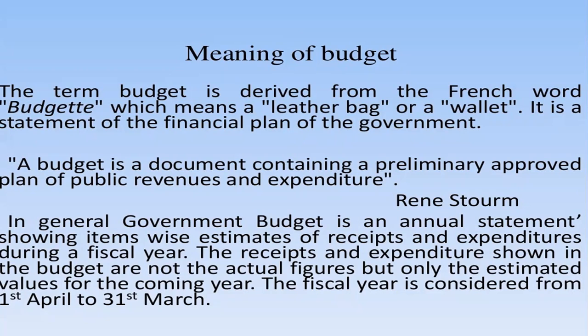Or you can say that the government budget is an annual statement showing item-wise estimates of the receipt and the expenditure during a fiscal year, meaning one year. For example, in India, it starts from 1st April and finishes on 31st March. So in the fiscal year, whatever receipt the government is getting, and whatever expenditure the government is doing, all of that comes in the budget. So this is the definition of the budget.